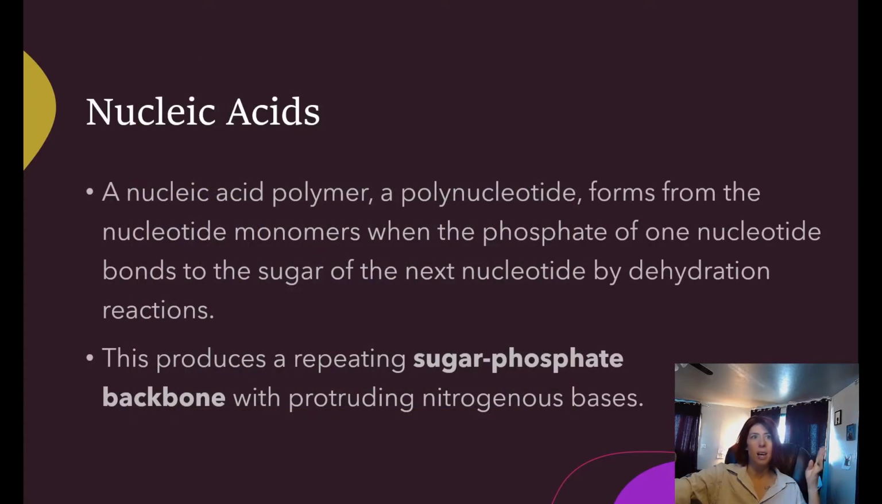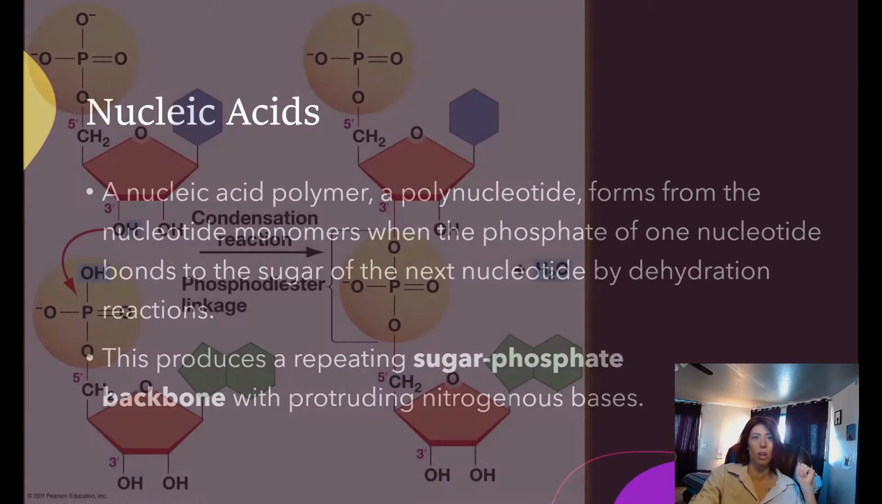So a nucleic acid polymer, a polynucleotide, forms from the nucleotide monomers when the phosphate group of one nucleotide bonds to the sugar of the next nucleotide by dehydration reactions. This produces a repeating sugar-phosphate backbone with the nitrogenous bases sticking out from the side. So just like with proteins, we had a repeating component that was the backbone, and then these non-repeating components that stick out the side. In this case, it's the nitrogenous bases.